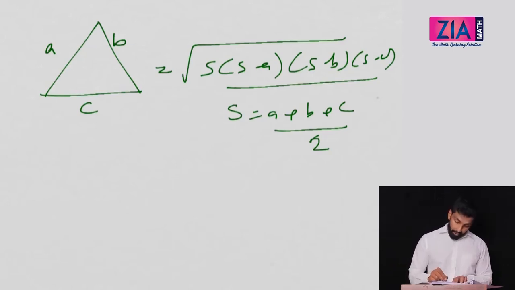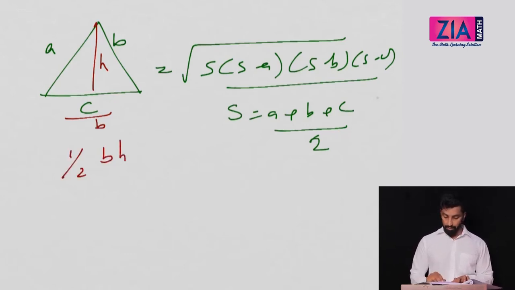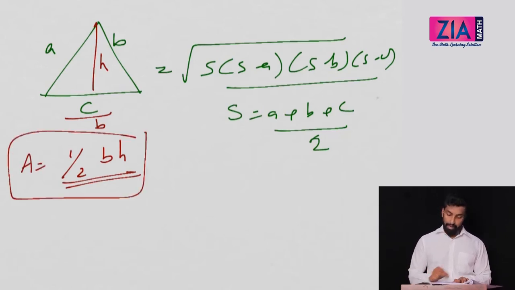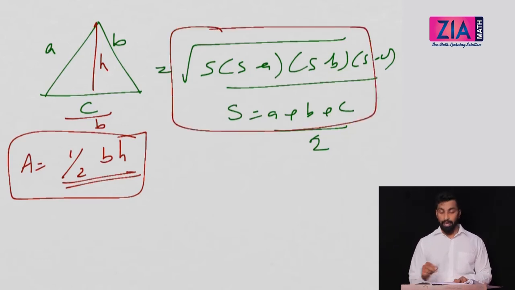In case you know the height, and if this is the base, then you have a faster method: half BH. You will get the area. So if the height and the base are known, you will use this. If three sides are known and you don't know the height, you will use the earlier formula.